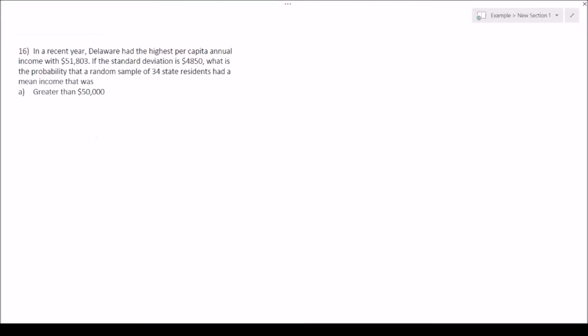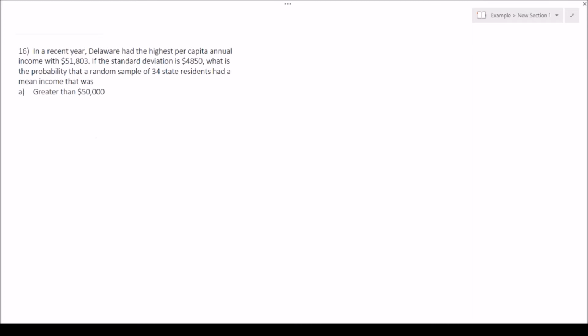All right, I'll do the first part to number 16. In a recent year, Delaware had the highest per capita annual income with $51,803. If the standard deviation is 4850, what is the probability that a random sample of 34 state residents had a mean income that was greater than $50,000?